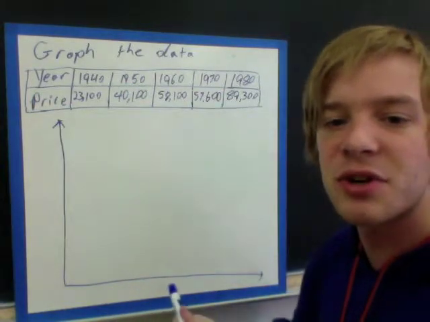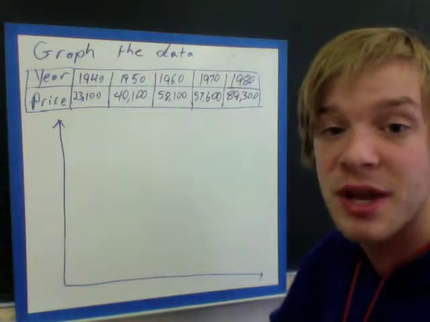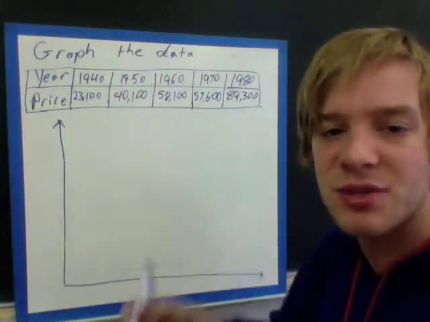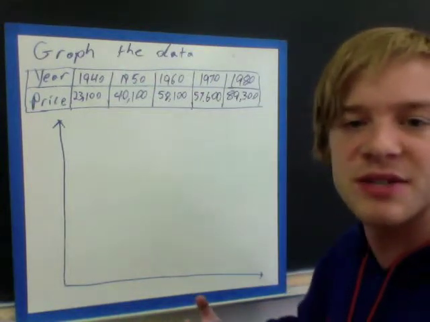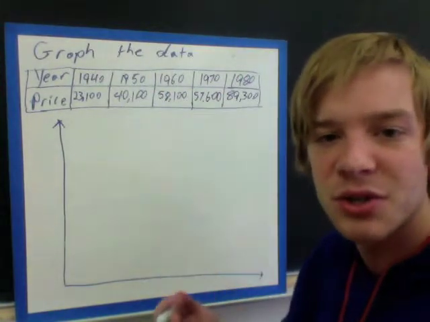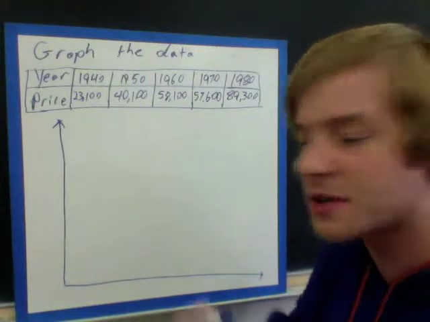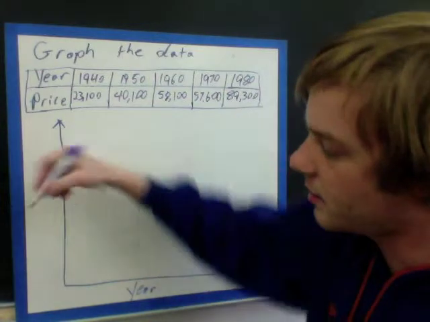My years are going to go down here on the bottom. This is going to be our X value, that's sort of our input. And then the price is going to go over here on the Y value, that's sort of our output. We're saying, okay, in the year 1940, what's the price of a house? We would plug in 1940 and get out $23,100. So I'm going to label my graph down here, and over here.